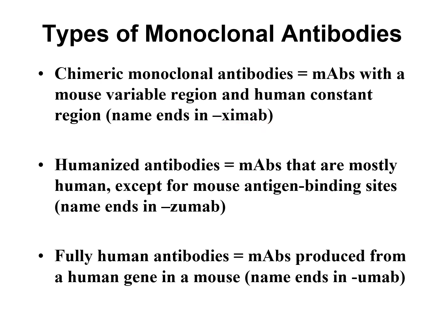And then the humanized antibodies, they're mostly human except just for the mouse antigen binding sites, and so their name is going to end in -zumab. And then the fully human antibodies, these are produced by putting the human antibody gene into the mouse, so they make just human antibodies, and their name ends in -umab. And notice that with these names, the mab just stands for monoclonal antibody.